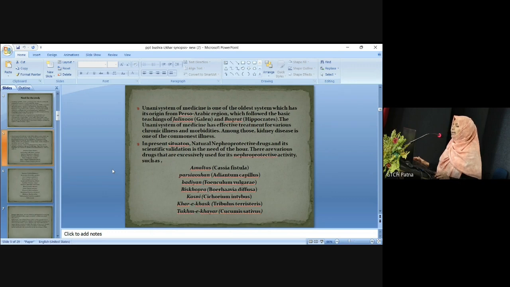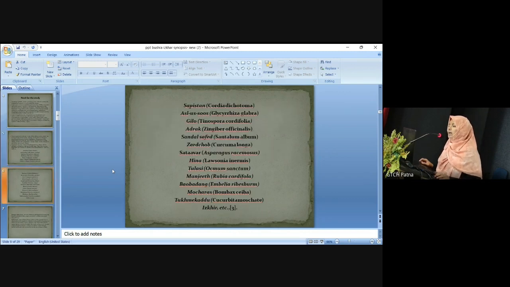There are various drugs that are extensively used for nephroprotective activity. Many drugs are available in classical Yunani texts which claim that they have nephroprotective activity, like Amaltas, Parsiyausha, Badia, Biskopra, Kasni, Kharekhas, Tukmekhyar, Tapista, Aslesus, Vilo, Adrat, Sandal Safed, Zarchok, Sitavar, Hina, Tulsi, Majid, Baobadang, Mochras, Tukme Kitmi, Tukme Kaddu, and Izkhar. And many more drugs are present which I have not mentioned here. So out of all these drugs, I have chosen Izkhar for my study.